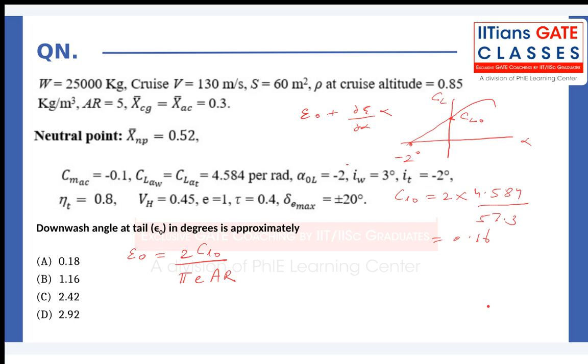Alright. So now that you have CL naught, you just directly put it in the formula that is given there. You should be able to find out epsilon naught in degrees. Again, you'll have to make a final conversion to degrees because the value that this equation gives you will be in radians. So I'm getting 0.022 radians, and that comes to 1.16 degrees. Okay, now let's go to the next question.